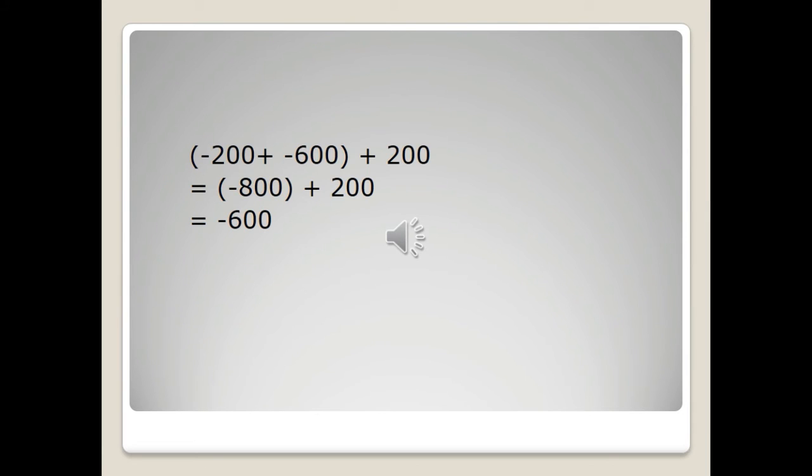Bring down the positive 200. So we will proceed: negative 800 plus 200. And we will use the rule in adding integers having unlike signs. So negative 800 plus 200 is equal to negative 600.